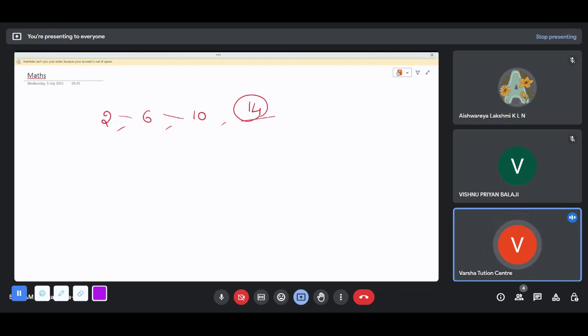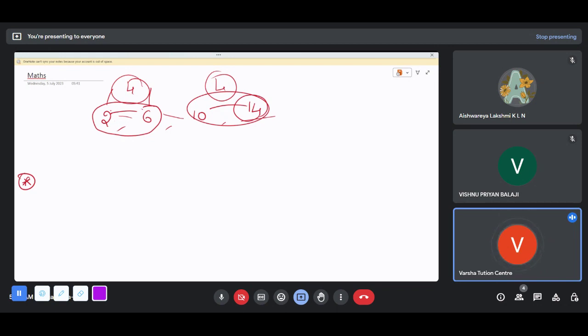What is the logic for AP? If you take any two successive numbers, what is the difference between them? Here it is 4. 6 minus 2 is how much? 4. And 14 minus 10 is how much? 4. The difference will be the same. This point you have to remember, very strong. Some questions are based only on this sentence.